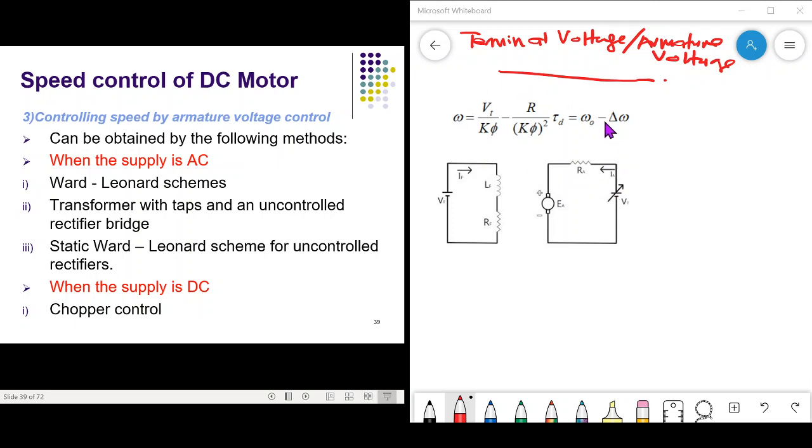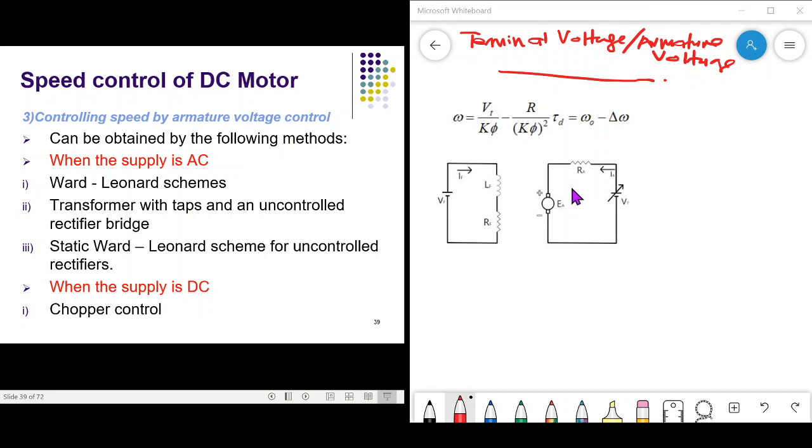Based on this equation, when the armature voltage Vt is reduced, the no load speed also reduces. No load speed equals Vt over K flux. So when Vt is reduced, the no load speed also reduces. Moreover, for the same value of load torque and field flux, the armature voltage does not affect the speed drop, the delta omega.